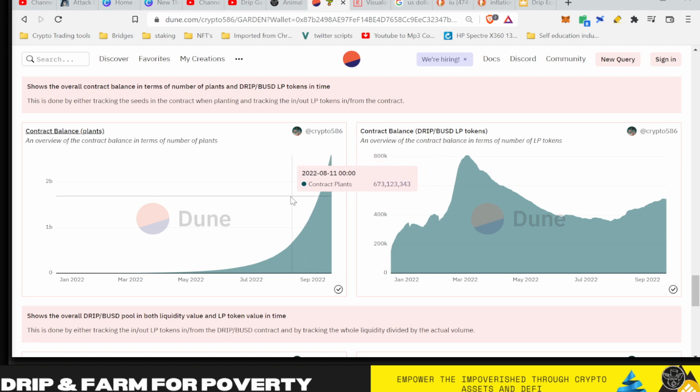Drip Garden. Now in the Drip Garden, this is actually a good thing. This was actually created, and it's a mathematical equation essentially, to continue to increase the plants so that the buying power to purchase these plants becomes more attractive for new people.